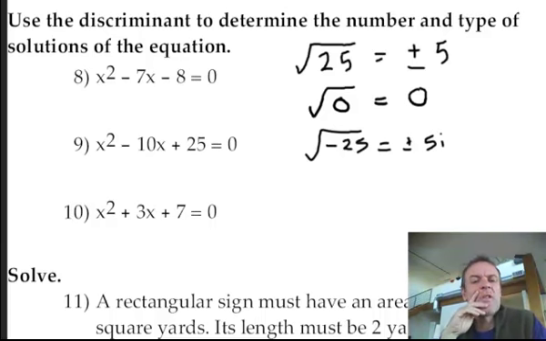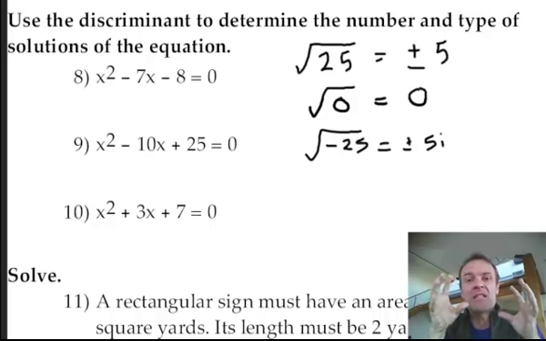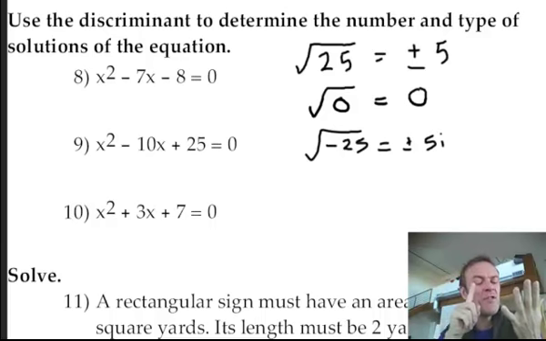Right, okay, this is just something to think about. Use the discriminant to determine the number and type of solutions of the equation. Now the discriminant is just the b squared minus 4ac. It's the thing inside the square root. In other words, let's have a look at this.